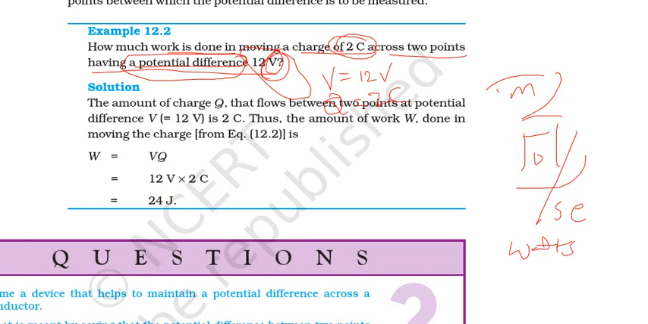Now you know the formula of the work done. That is equal to Q into V or V into Q. Multiply these two, your answer is 24 joules. Don't forget to write the units. These problems are very important, guys.